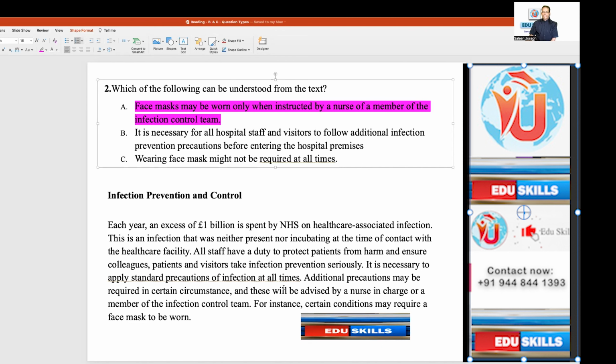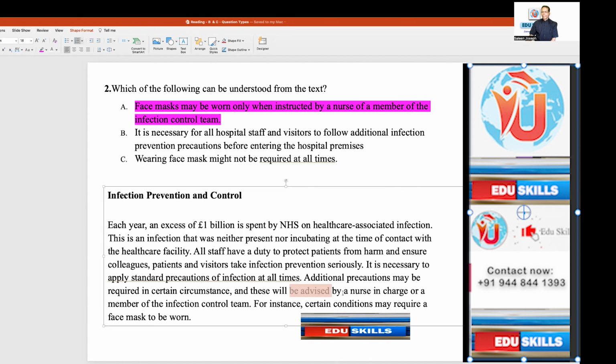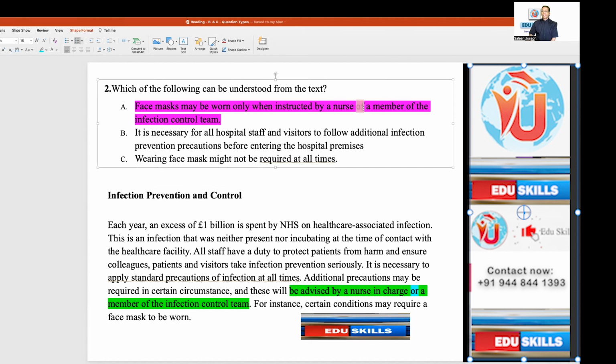So you have that additional precautions may be required in certain areas, and these will be advised by a nurse in charge or a member of the infection control team. Here it says a nurse or a member of the infection control team. But in the option it says nurse or a member. It looks the same. It looks the same.